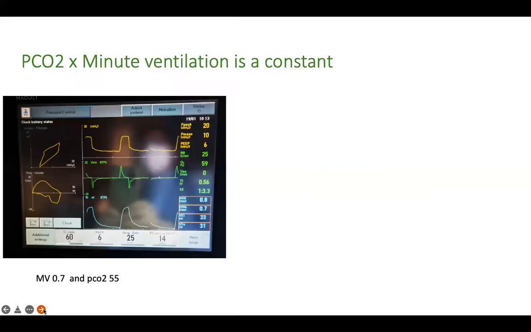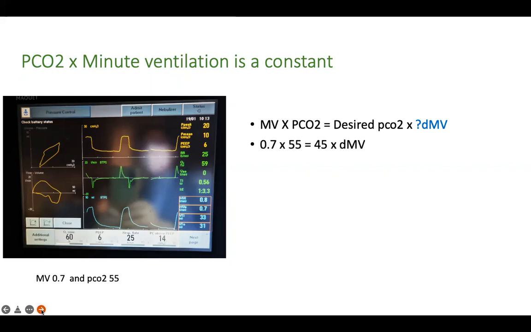Is it needed? In fact, you should know that PCO2 and minute ventilation is a constant. That means you know the present minute ventilation, that is 0.7. You know the present PCO2, that is 55. So that is a constant. Your desired PCO2 is 45. You do not know what is the desired minute ventilation needed for that. So if you substitute in this formula, you would realize that the desired minute ventilation would be 0.8.